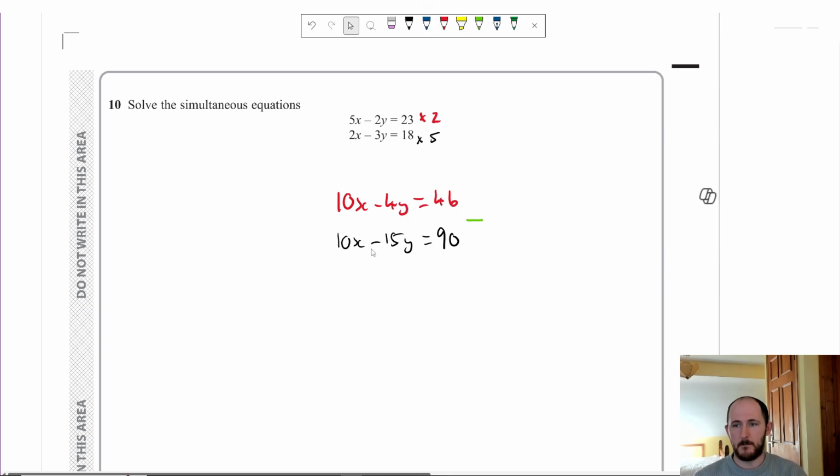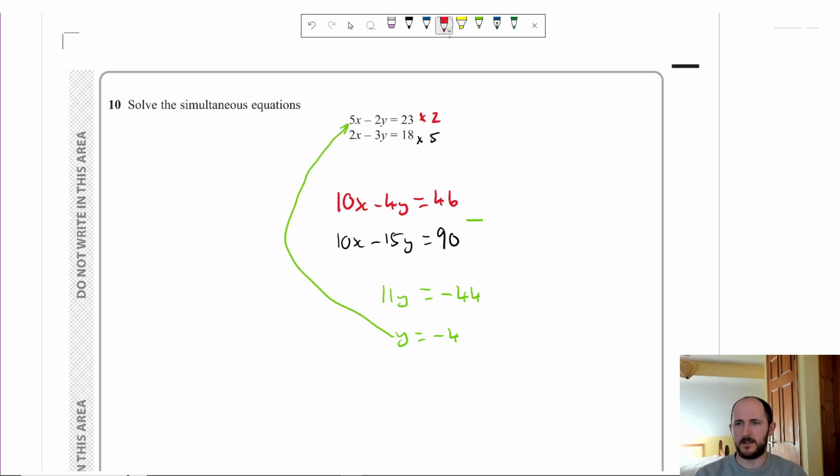Minus 4y minus 15y is 11y. 46 minus 90 would be minus 44, which means y is equal to minus 4. Then we just sub this back into an equation. Which one would be good? Let's just say the top one, to find the value of x. So we have 5x minus 2 minus 4 equals 23.